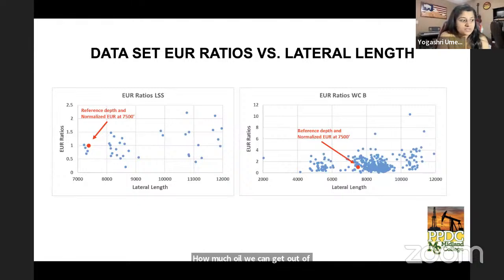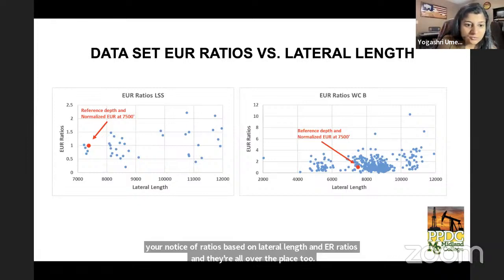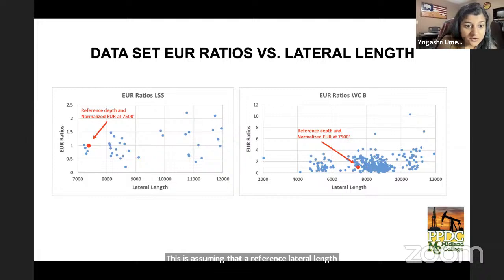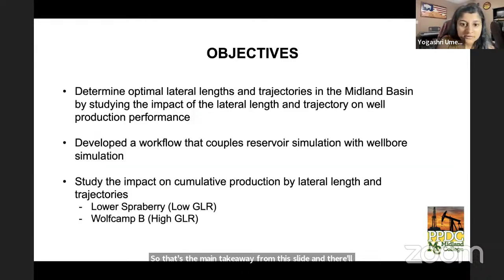You'll also notice ratios based on lateral length and EUR ratios, and they're all over the place too. This is assuming that a reference lateral length is 7,500 feet and the EUR ratio is 1:1. But you'll notice that as you double the lateral length, you don't always get a 1:1 ratio of production uplift. That's the main takeaway from this slide, for the Lower Sprayberry and the Wolfcamp B, on the left and right sides of the slide.